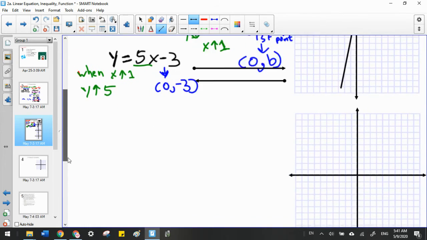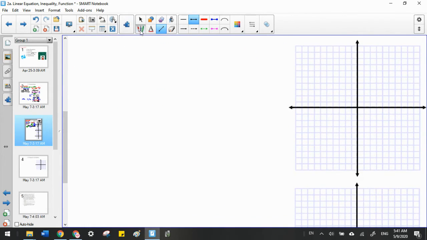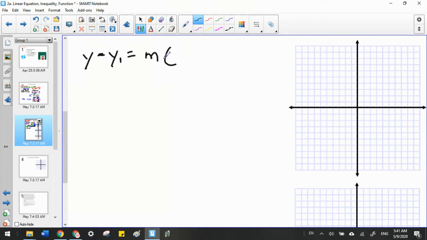So now let's talk about the point-slope form. The point-slope form is a slightly different looking formula, but it provides us the same service of being able to graph it. So this is y minus y1 equals m times x minus x1. Once again, when we do linear equations, we recycle variables and numbers and formulas. So this m here is still the slope.